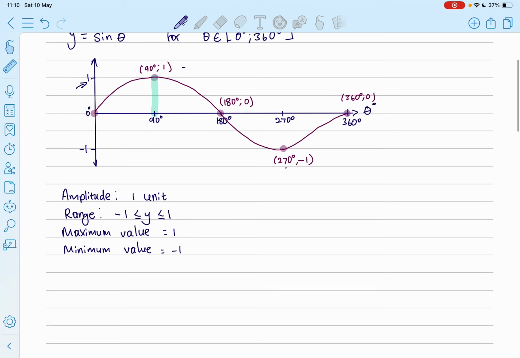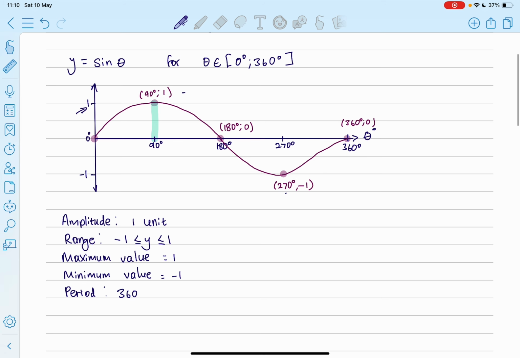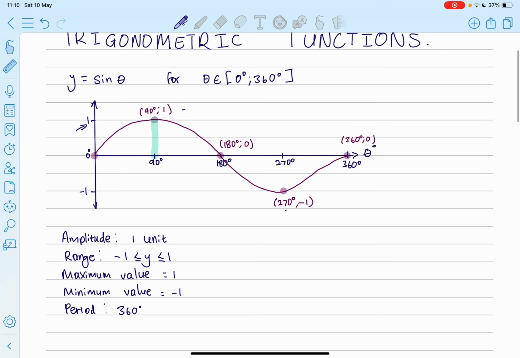And then lastly, the period. In its most basic form, the period is 360 degrees. That is the degrees required to complete a wave. So this is one complete sine wave, and it took us 360 degrees to get this. In the following videos, when we're looking at different parameters, we will look at how to calculate the period. But for the basic sine graph, the period is 360. Okay, that's it for the sine graph.